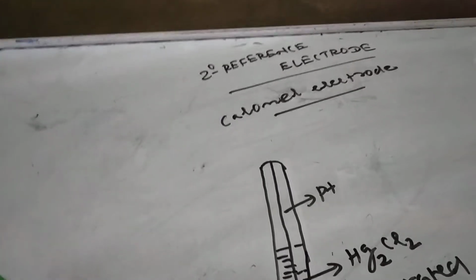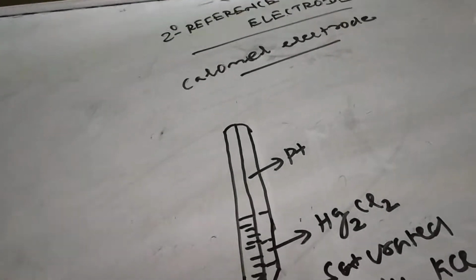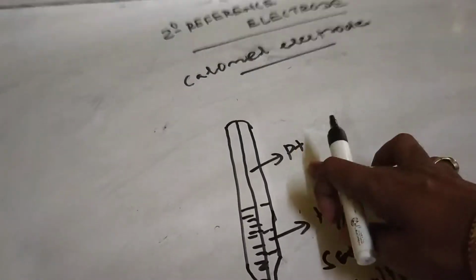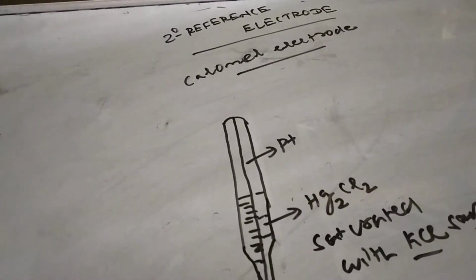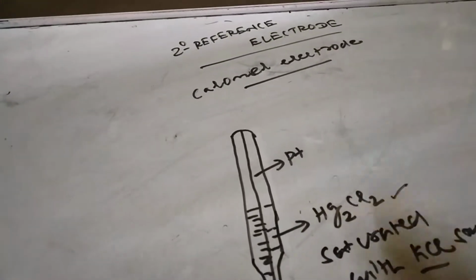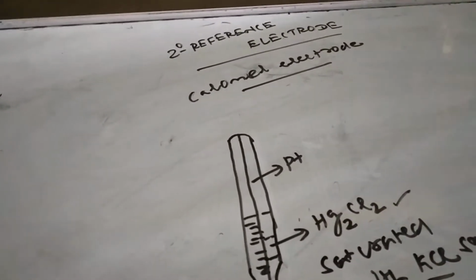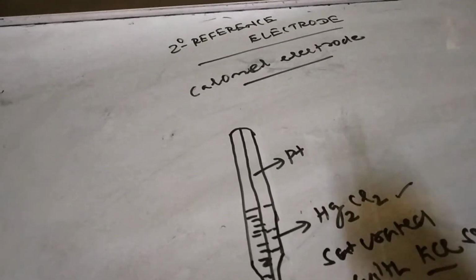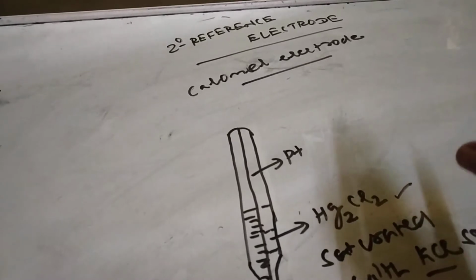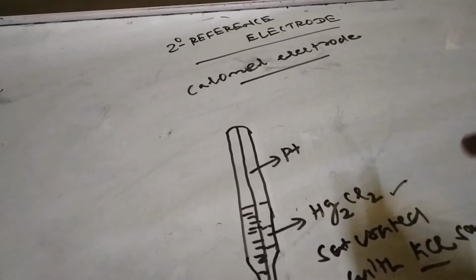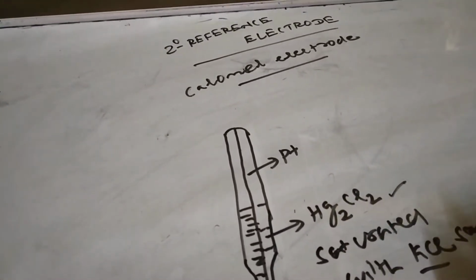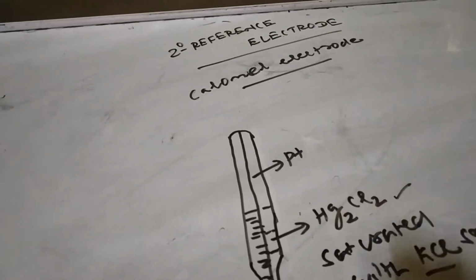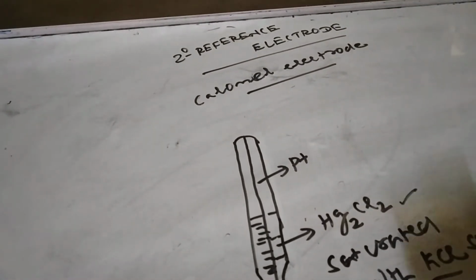So in the Calomel electrode we are taking a glass tube. This glass tube is fitted with a platinum rod, and inside this glass tube we are taking the mercurous chloride, and it is saturated with KCl solution. If we are taking the saturated KCl, then its electrode potential will be one value. If you take 1N KCl, it gives another electrode potential. If you take 0.1N KCl, it gives another electrode potential.